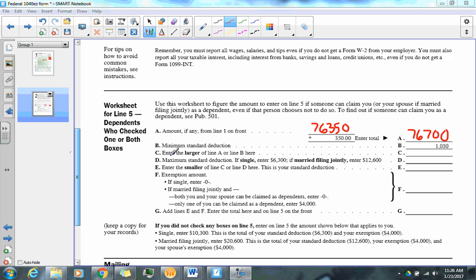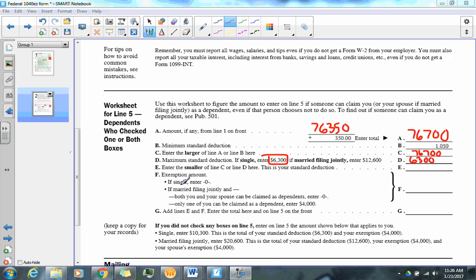Now we're on line C. Enter the larger of A or B. So A or B, we have 76,700, and we got 1,050. Obviously, 76,700 is larger. Now remember, just follow along with the directions of each line. It says maximum standard deduction if you're single, which we will be for this entire unit. We're single, so we're going to enter 6,300. Once again, a number that has been predetermined by the federal government.